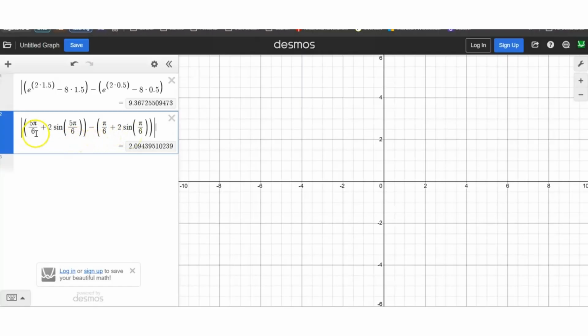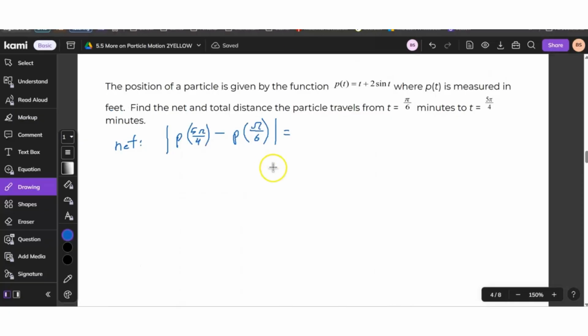That's not right. It's 5 pi over 4. Yes, because I said 5 pi over 4 from the beginning. You put 5 pi over 6. Sorry. 0.989. So 0.989 feet. All right, total.